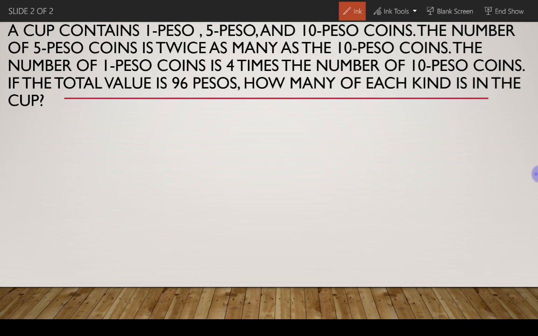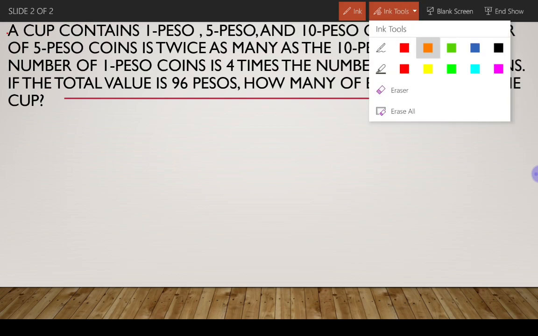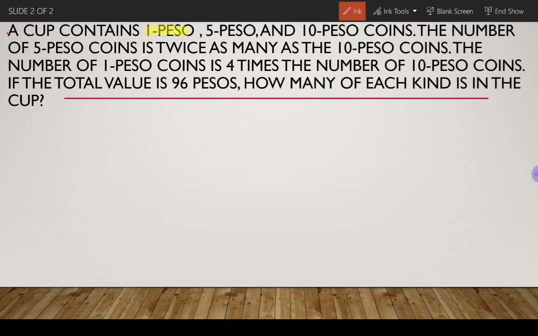So, yung cup daw, mayroong tatlong klase ng coins. So, we have 1 peso, we have 5 peso, and then we have 10 peso. Second sentence, the number of 5 peso coins is twice as many as 10 peso coins. So, yung bilang ng 10 peso coins, times two nun yung bilang ng 5 peso coins. So, pwede nating i-denote yung 10 peso as x, and then yung 5 peso as 2x.